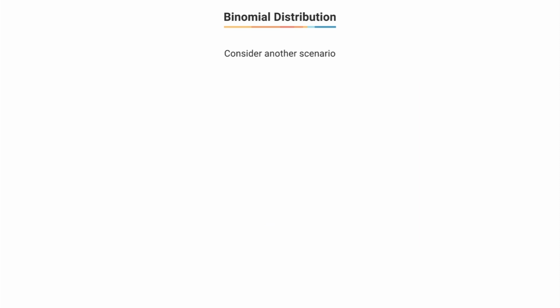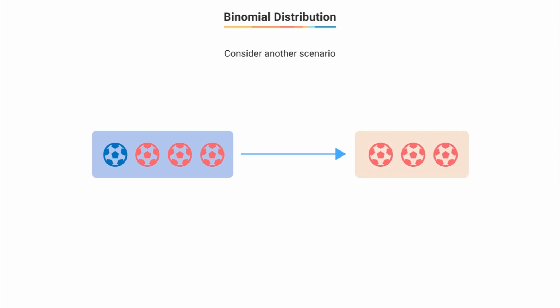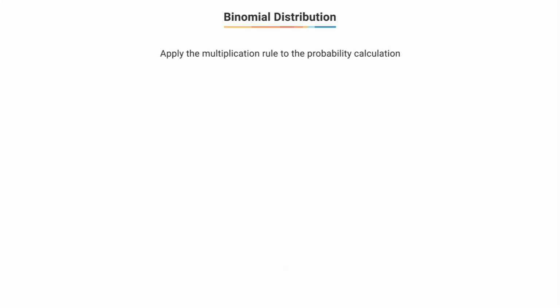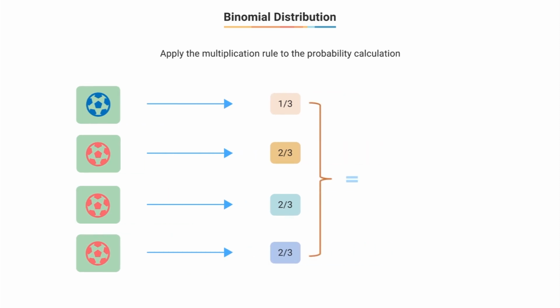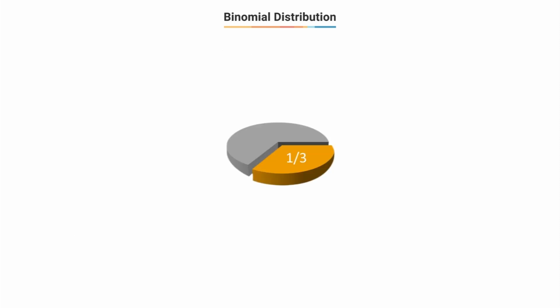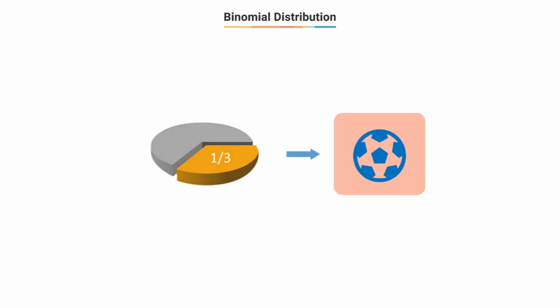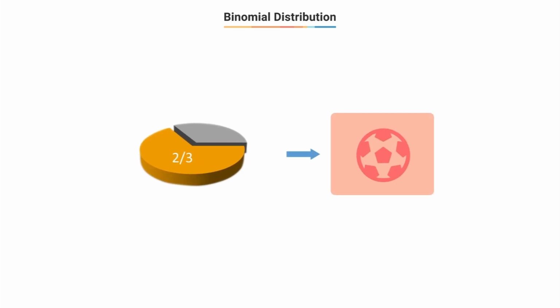Now let us consider another possible scenario where the sequence of drawing the balls is B followed by triple R. This means you drew a blue ball in the first trial and red balls in the remaining 3 trials. What would be the probability in this case? Once again, applying the multiplication rule, we would get the probability of drawing a blue ball, which would be 1 by 3, times the probability of drawing a red ball, 2 by 3, times the probability of drawing a red ball, again 2 by 3, times the probability of drawing a red ball. This would be equal to 1 by 3 into 2 by 3 into 2 by 3 into 2 by 3, equal to 0.0987. Remember that 1 by 3 is the probability of getting a blue ball in one trial and 2 by 3 is the probability of getting a red ball in one trial.